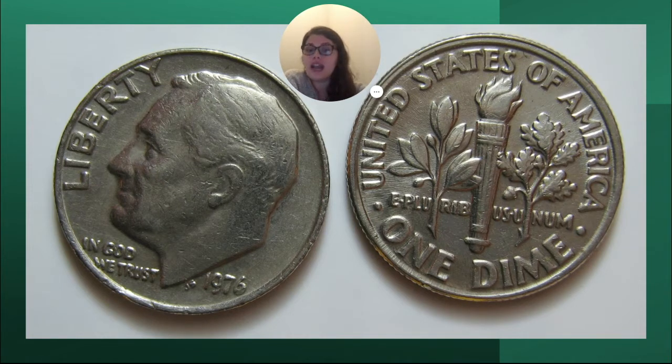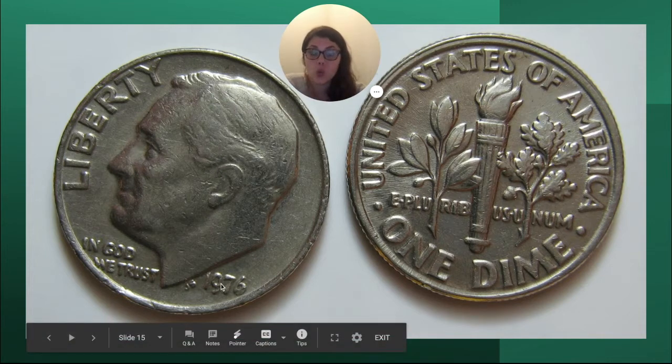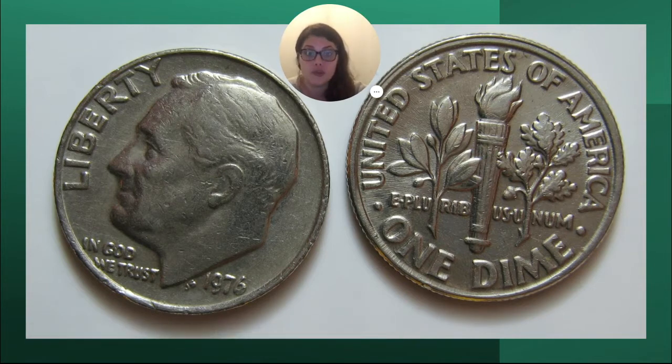On the bottom right side, just like we see with other coins, we see the date that the dime was created. It says 1976. So we know that the US Mint, the place that creates the money for our country, produced or released this coin to the public in the year 1976.